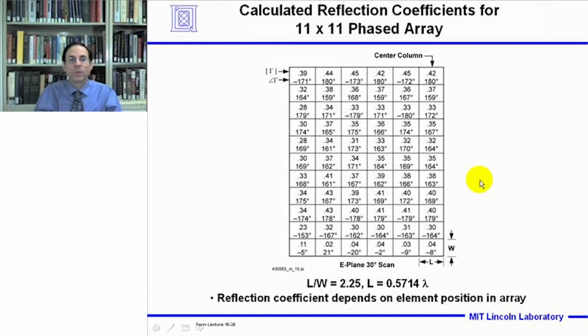This slide shows the calculated reflection coefficients using the method of moments for an 11 by 11 phased array. So we're showing the magnitude and phase of the reflection coefficient for each of the elements in the array. This is the center column shown here, and there would be mirror symmetry left and right, so we're just showing the left half of the array. And we do see that the reflection coefficient, amplitude, and phase depends on the element position in the array. And so that's important to consider when dealing with a finite phased array antenna. These values were calculated for an E-plane 30-degree scan.